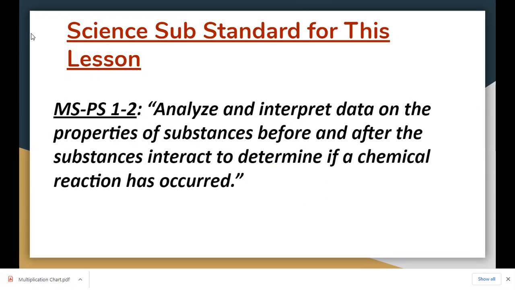And then this is our substandard for science: analyze and interpret data on the properties of substances before and after the substances interact to determine if a chemical reaction has occurred. And we will be talking about chemical reactions today. We do have some lab work we would like to do with this lesson as well. For those of you that are virtual only, we will be recording those so that you can observe what we are doing in the lab.